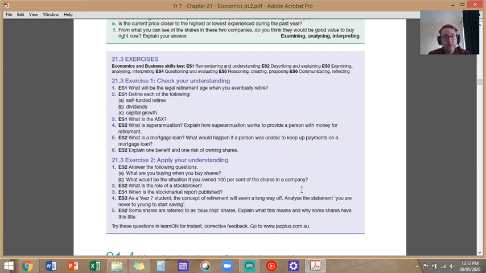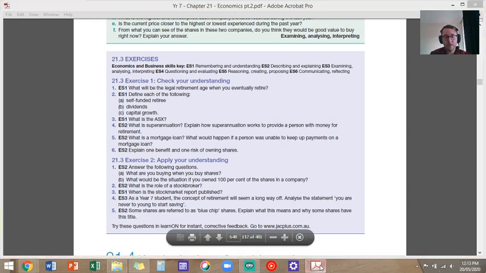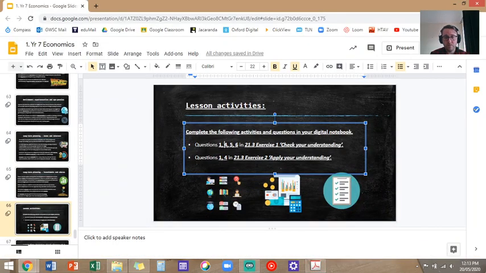Question 6. Explain one benefit and one risk of owning shares. So that's kind of linking back to the positives and the negatives, the opportunity cost. So one benefit of owning shares might be that, well, if my business does well that I've invested in, like that cafe I mentioned in the example, my share is going to be more valuable, I can make a nice profit. But what might be one risk of putting your money into a business? So that's question 6. And then for exercise 2, chapter 21.3, exercise 2, you're completing question 1 and question 4.